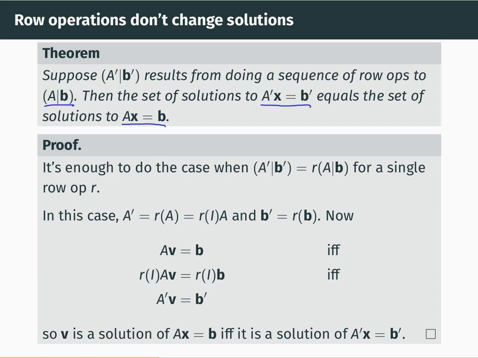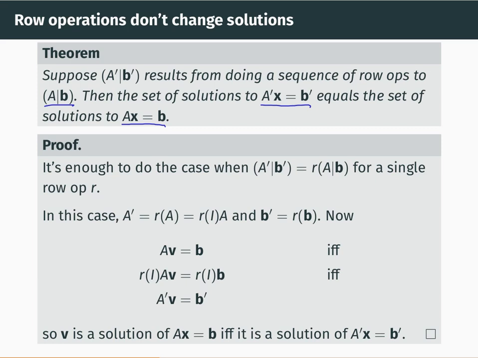In order to prove this theorem, it's enough to do the case where the augmented matrix A prime B prime arises by doing a single row op. Because if doing one row op doesn't change the solutions of the corresponding matrix equation, then doing another row op doesn't change it either, so doing any sequence of row operations won't change the set of solutions.